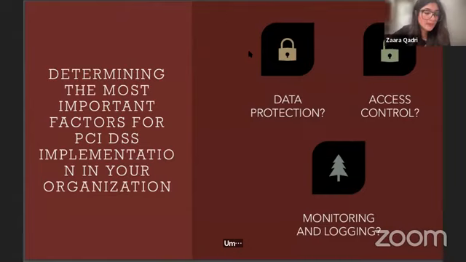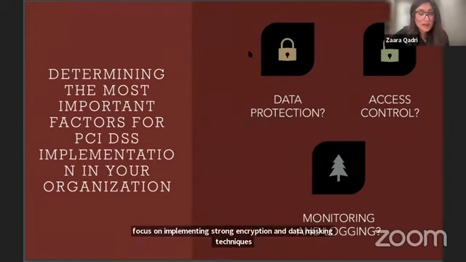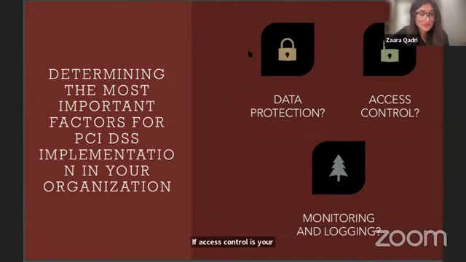So the most important factor for an organization, if your data protection is a key concern, then you should focus on implementing strong encryption and data masking techniques. If access control is your issue, then you're going to have access management and authentication mechanisms. And if monitoring and logging is your biggest concern, then you're going to have to invest in more comprehensive logging and monitoring solutions, like CrowdStrike.